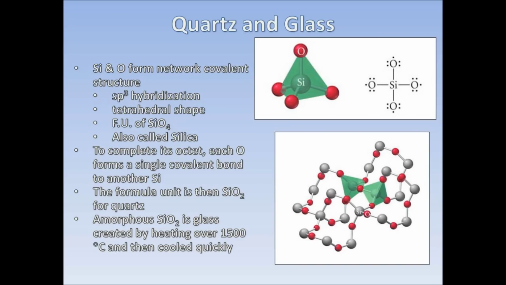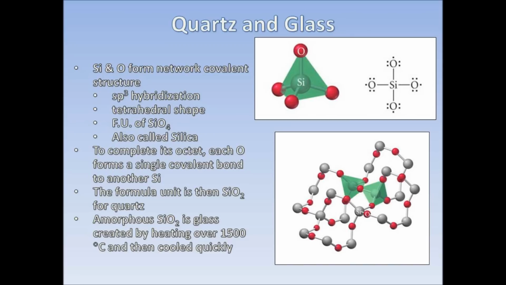First off, we see that silicon binds with 4 oxygens to form silica. These oxygen atoms have an sp3 hybridization with silicon, create a tetrahedral shape, and each have an unpaired electron. These unpaired electrons can be filled by covalently bonding to another silicon atom. This overall is quartz, and its formula unit is SiO2.